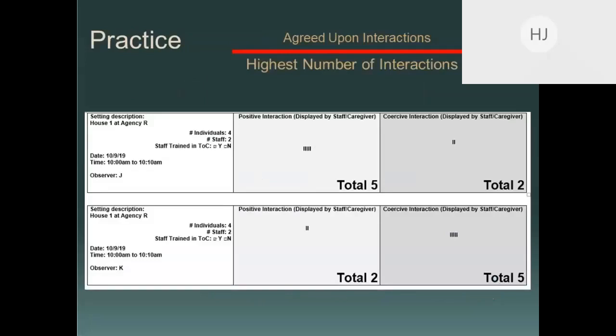Now I want you guys to practice, because practice is what helps you actually learn. So this is a new interaction that was scored by 2 observers. I want you to take the agreed upon interactions divided by the highest number of interactions, and then in the chat box, let us know what your answer is for this.